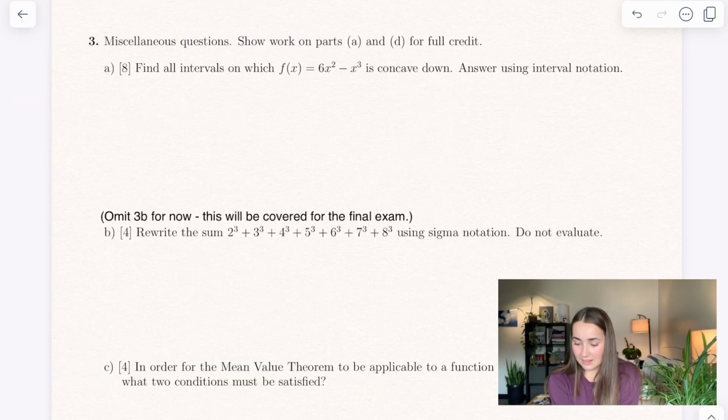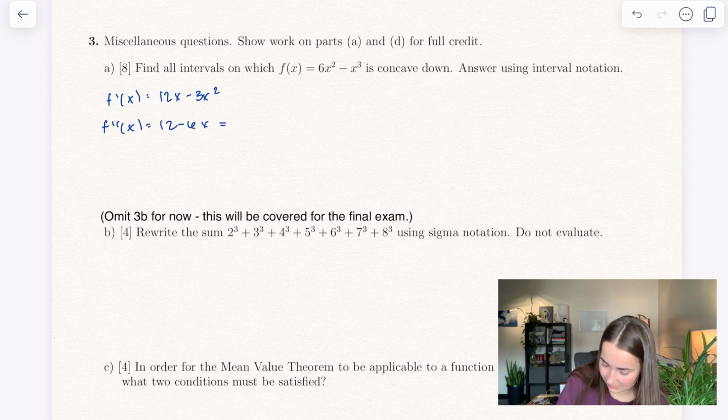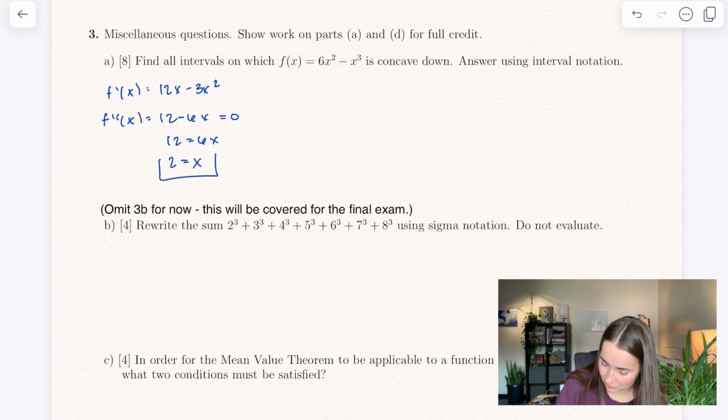So here we have some miscellaneous questions. So first we want to find all intervals on which this function is concave down. So in order to solve for concavity, that means we need to get to the second derivative, right? Here we take the first derivative, we get 12x minus 3x squared. We can take the second derivative and we get 12 minus 6x, and we can set this equal to 0. So here I add over that 6x, divide both sides by 6, and here we get our inflection point.